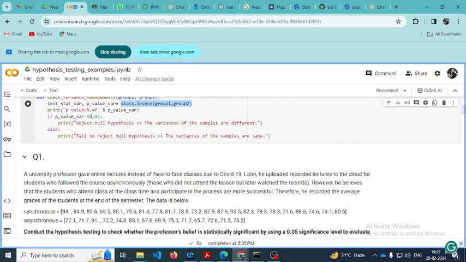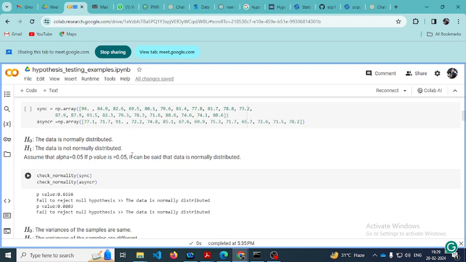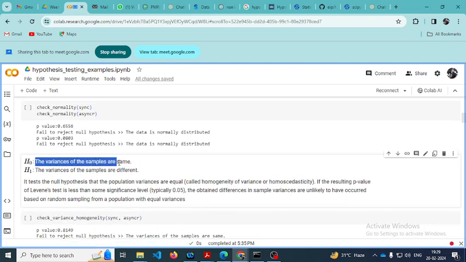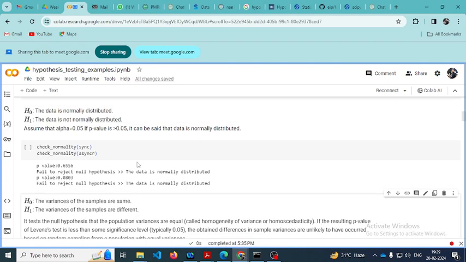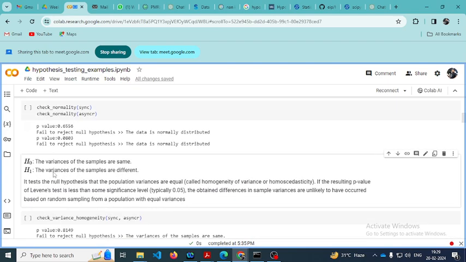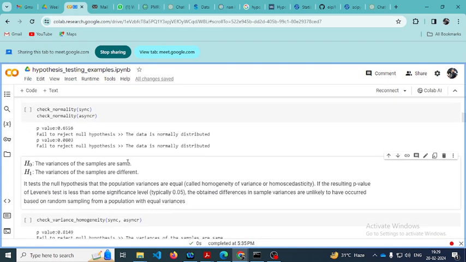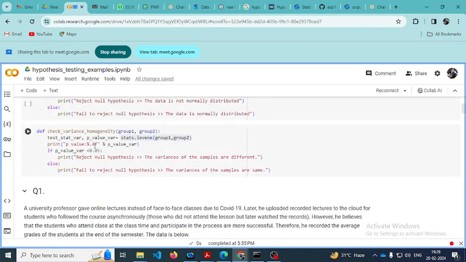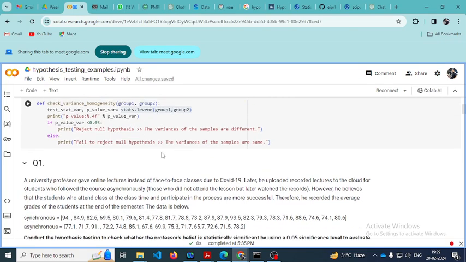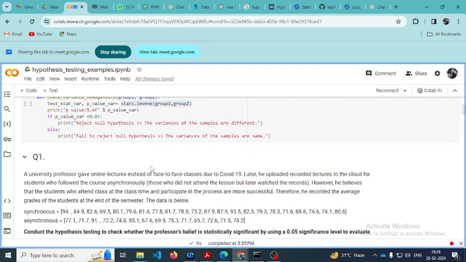You will get some p value. If it is less than 0.05, you reject that null hypothesis. For example, here the null hypothesis you are going to consider is that the variances of the samples are the same. So if the p value is less than 0.05, you are calling this function to check whether your assumption is correct or not. If the p value is less than 0.05, you reject that null hypothesis. That means the variances of the samples are different. Else, it will fail to reject it.